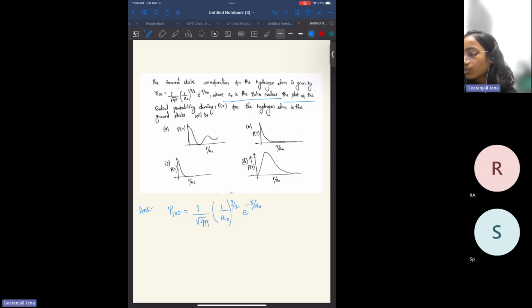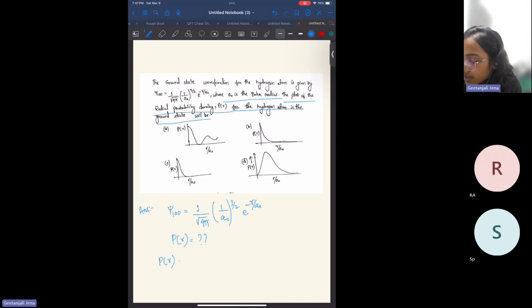Now, the plot of the radial probability density P(r) for the hydrogen atom in the ground state will be... So it is asking about the radial probability density of this wave function. Four options are given. Let us first calculate the radial probability density.